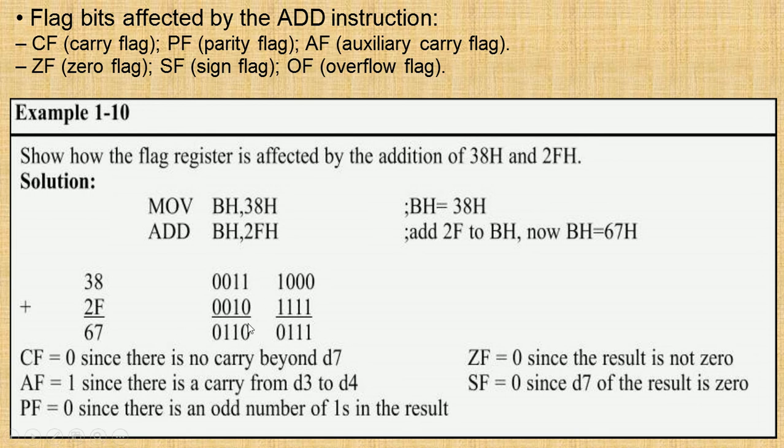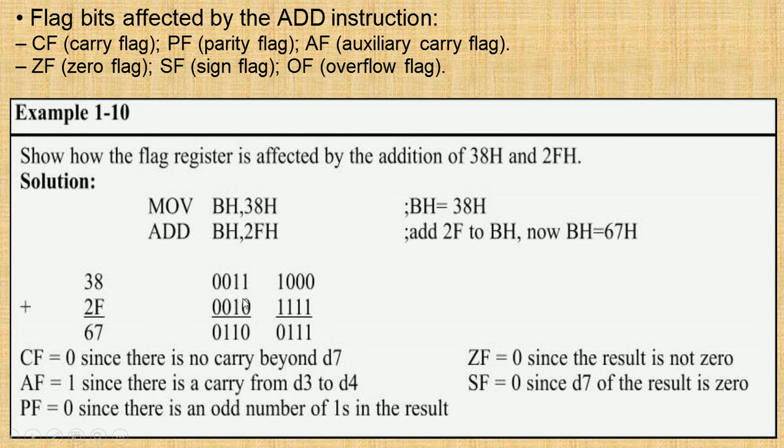Then 1 plus 0, and 1 plus 1 is 0, there will be a carry. That carry plus 1, 1 plus 1 is 0, carry 1, 3 ones. What is the binary equivalent of 3? 11. 1 is the sum, carry 1. 1 here, 0. Therefore, we have to see: is there any carry out? No carry. Carry flag is reset, since there is no carry beyond D7.